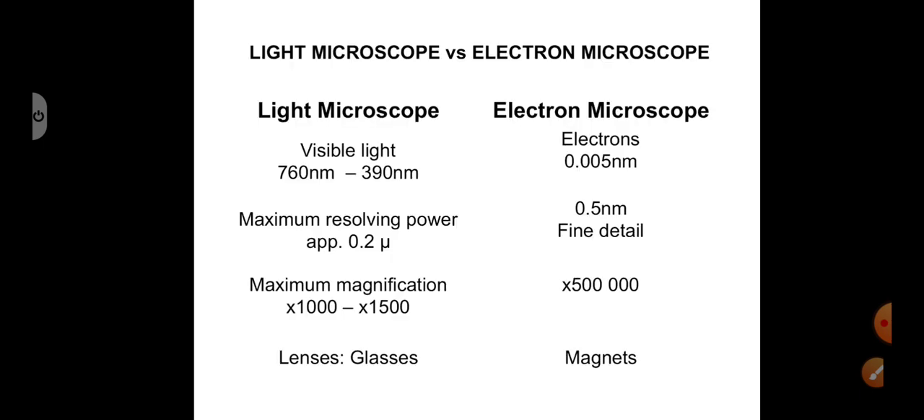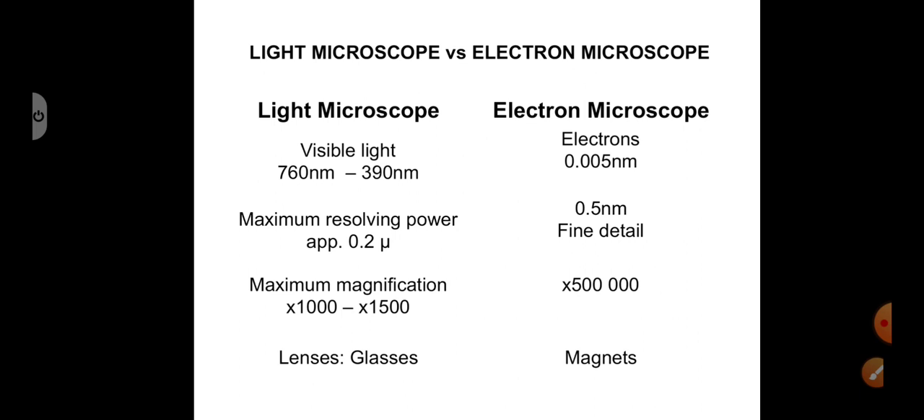Now let us look into the differences between the light and the electron microscope. In the light microscope, what is the light source? It is visible light, whereas in the electron microscope you're using electrons. What is the resolving power of the light microscope? It's only 0.2 microns. Whereas the electron microscope can see even microbes which are less than 0.2 microns, even up to 0.5 nanometers. A nanometer is a measurement which is smaller than a micron.